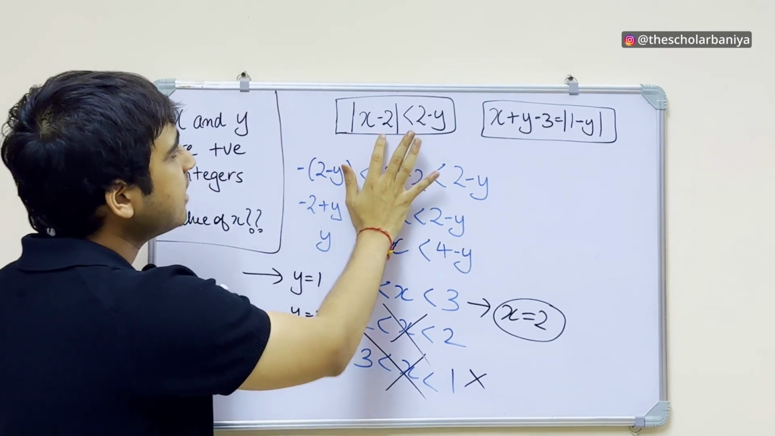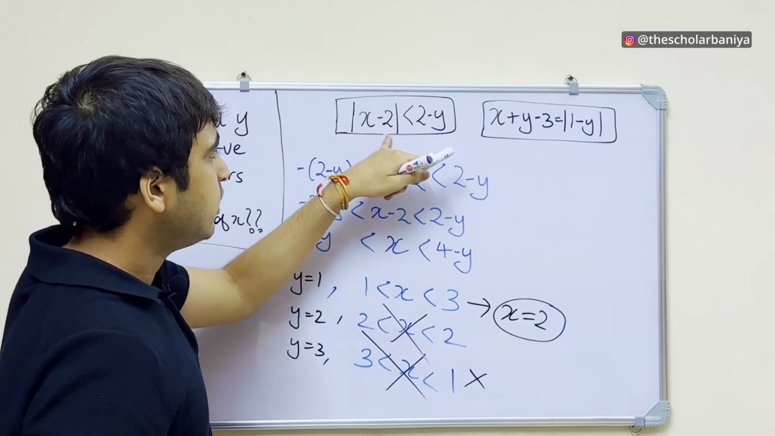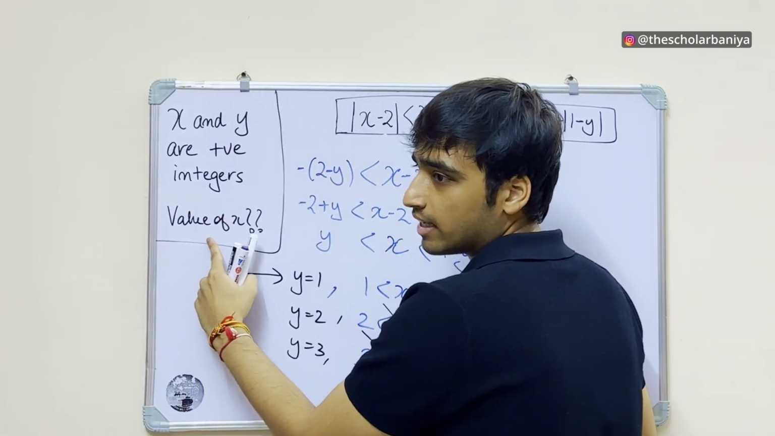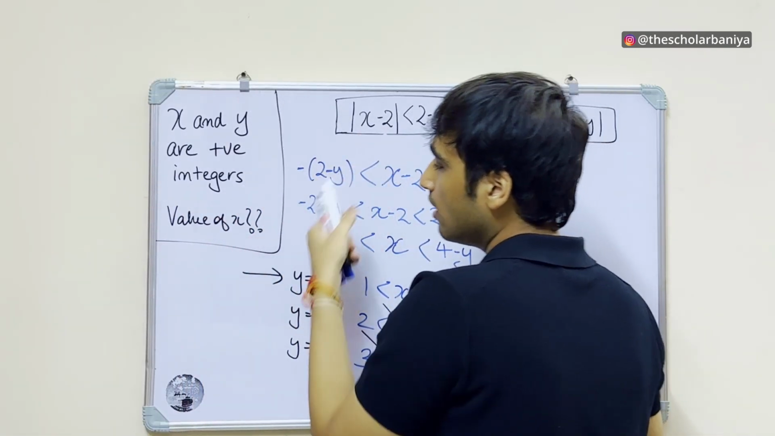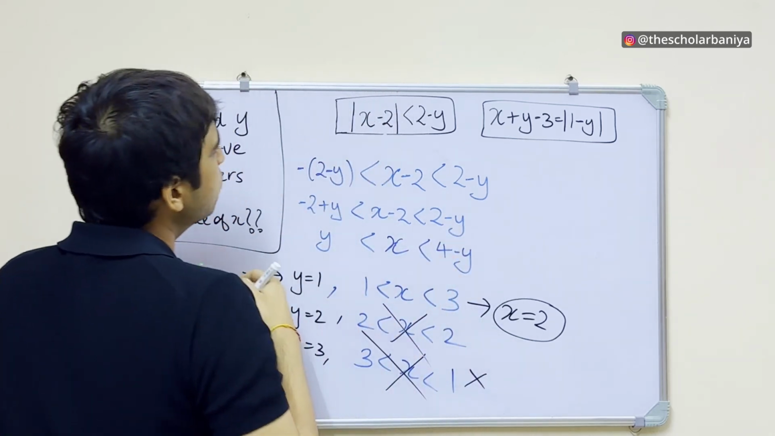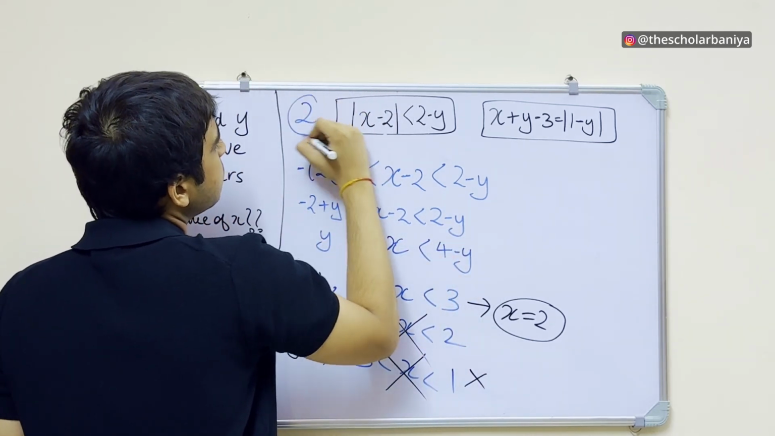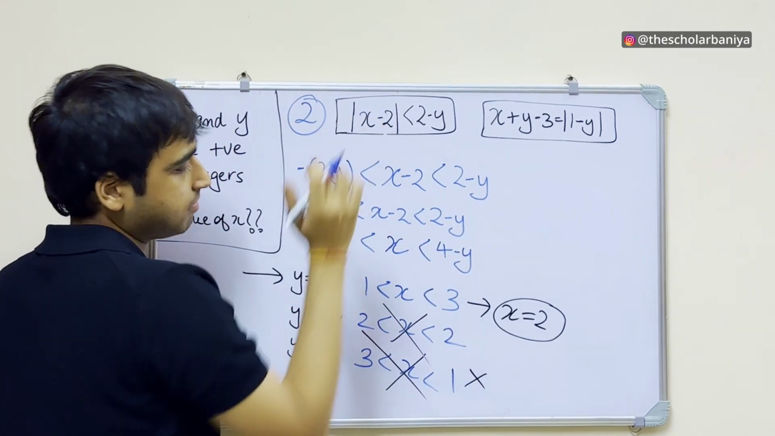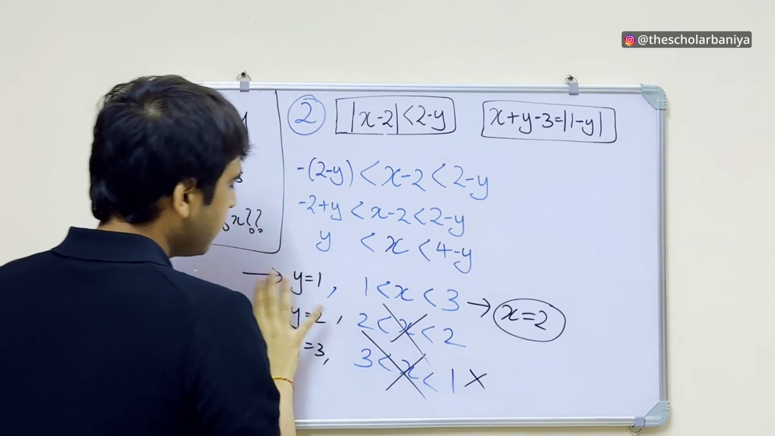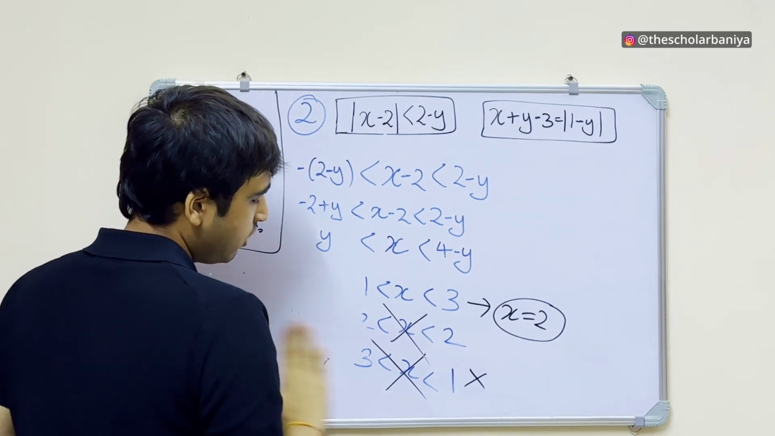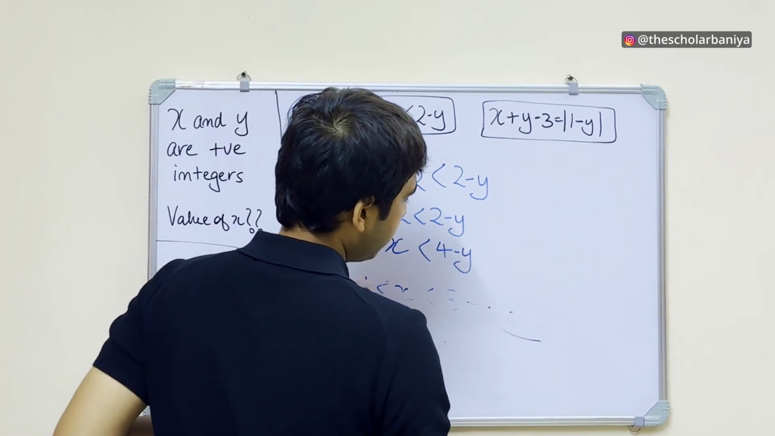So we have found the answer for this, that what is the value of x? We had to find the value of x, right? So for this equation, the value of x is 2. For this. I hope this should be absolutely clear. There should be no doubt in this, right?